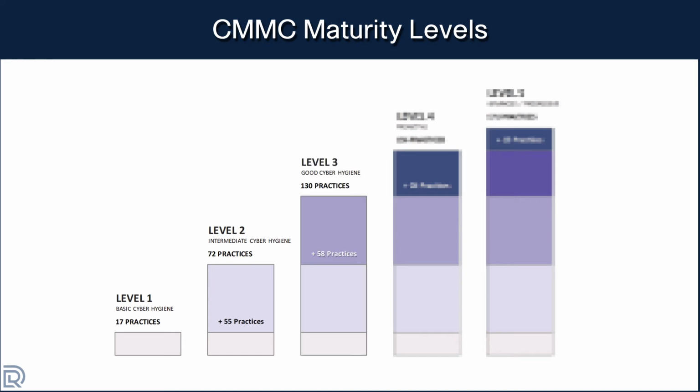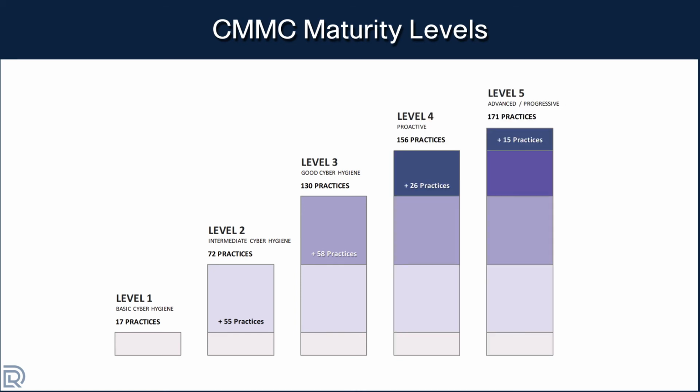Maturity level 3 is the next level you can be certified at, and the minimum level for contracts which contain CUI, or Controlled Unclassified Information. It includes ML2's 72 practices and adds 58 more of its own, totaling 130 practices. This is also the closest maturity level to today's DFARS requirements, which are based on NIST Special Publication 800-171, which contains 117 controls.